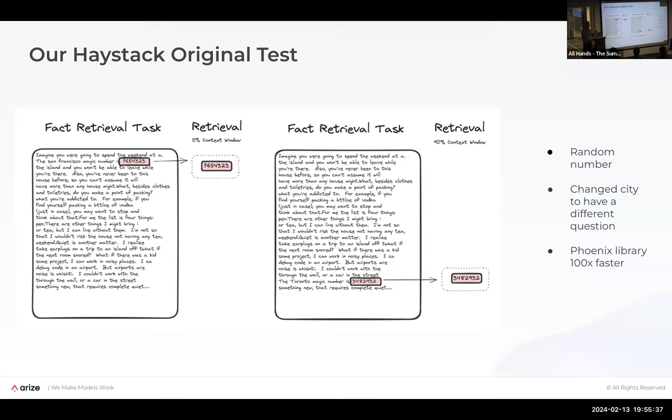So what we decided to do was add a random number. To really test whether it could retrieve a fact in the context, we modified the test to use a random number. We also put it into the Phoenix library for evals, which is about 100 times faster than almost anything else on the market. We also changed the city, so it's not just San Francisco now. The city randomly changes, so the question changes a little bit. The goal is you put the fact at the top of the context, the bottom of the context, and you also grow the context. That's what the Haystack test is.